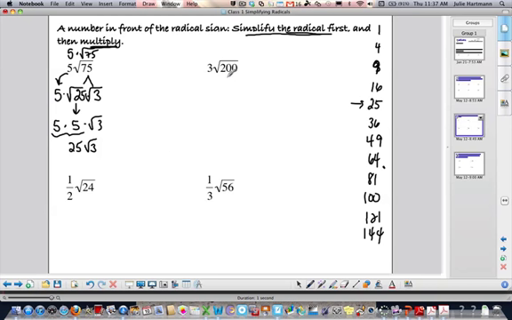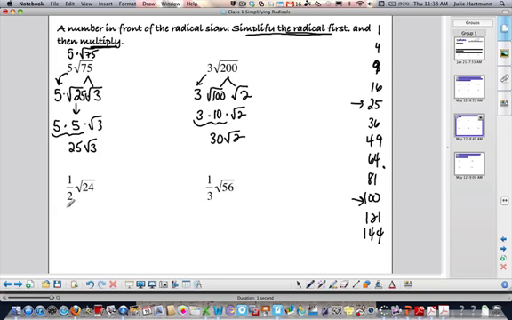Next, we have the square root of 200. Okay, what perfect square goes into 200? That would be 100. So you have 100 times 2, square root, bring the 3 down. Square root of 100 is 10 times the 3, and then times root 2. 3 times 10 is 30, so it's 30 root 2.